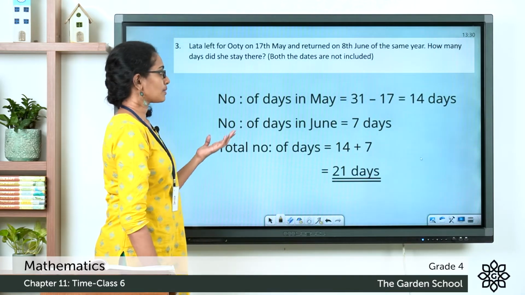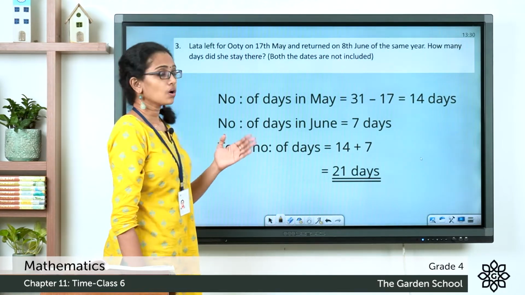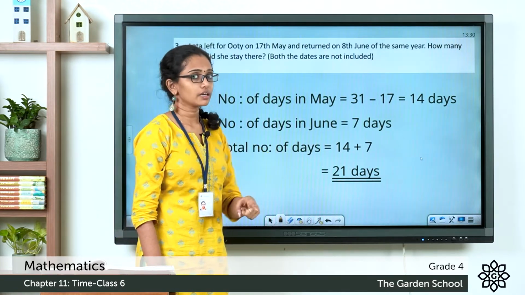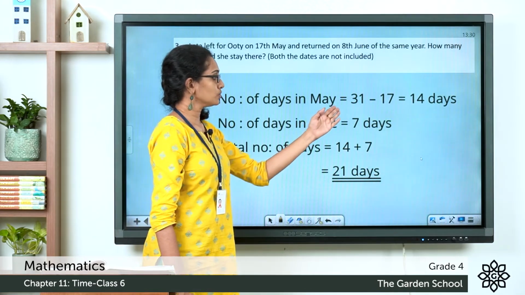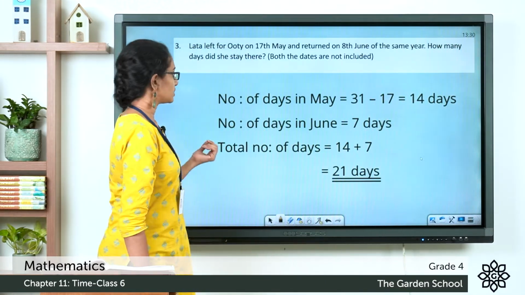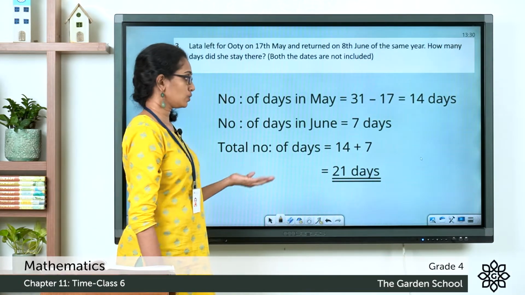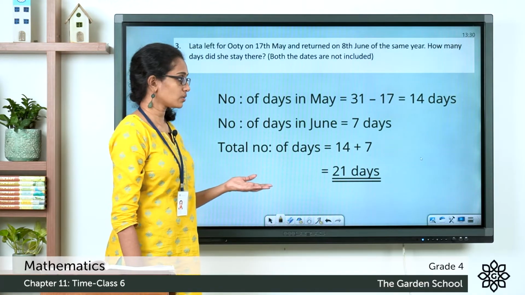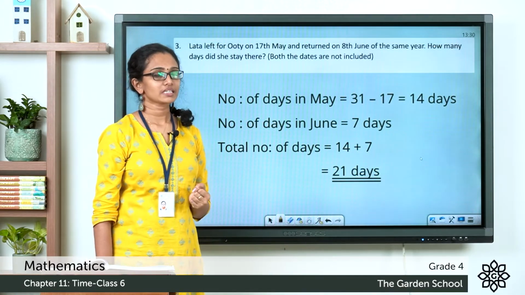Let's see the steps. See, number of days in May. Here, May has got a total of 31 days and she stayed there only from the 18th of May to the end of May. The date 17th of May is not included. Let's subtract 17 from the total number of days in May. So that is equal to 31 minus 17, which is equal to 14 days. Now the number of days in June she stayed in Ooty. She stayed the first 7 days of June in Ooty. So that is equal to 7 days. So the total number of days of her stay in Ooty was equal to this 14 plus this 7, which is equal to 21 days. So I hope it is clear to you.